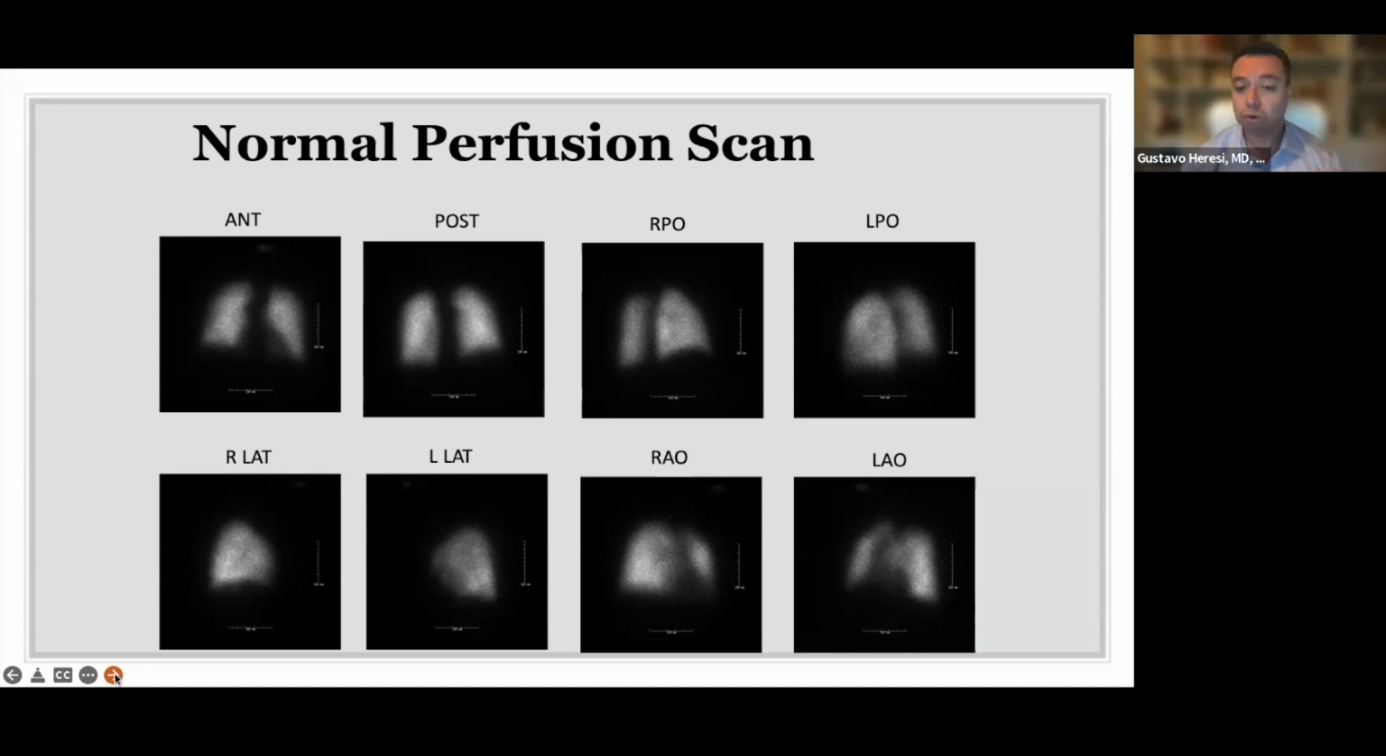When this test is normal, and this is a normal example, all nice and smooth, no areas of darkness, this pretty much excludes chronic blood clots in the lungs. So if you have a test like this, a perfusion scan, lung scan, or VQ scan, and that test is normal, you can be, and your doctor as well, fairly certain that you don't have chronic clots.